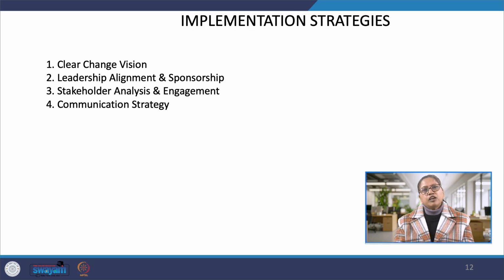Stakeholder analysis and engagement. Identify key stakeholders and assess their impact, influence, and level of resistance. Understand the real reason why people have been resisting. Segment stakeholders as supporters, neutrals, or resistors. You need to identify which stakeholders are in support of the change process, which have been neutral, and who has been resistant to the change process.